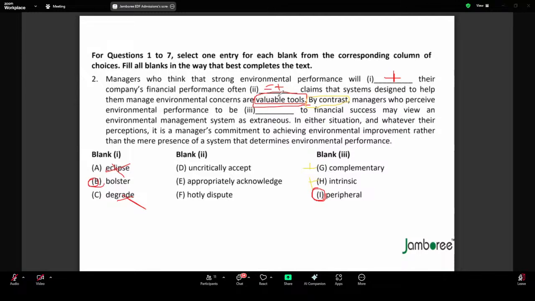So if you believe in something, you will not try to critically analyze it. That's what they're trying to say. It's uncritically accept. You don't start disputing or appropriately acknowledging. If somebody calls you intelligent, you'll uncritically accept it. You'll say okay, thank you, and carry on from there. Eclipse is like the solar eclipse that we have normally. The whole idea is you call it eclipse because it ends up covering things, right? Or in simple terms, outshine.